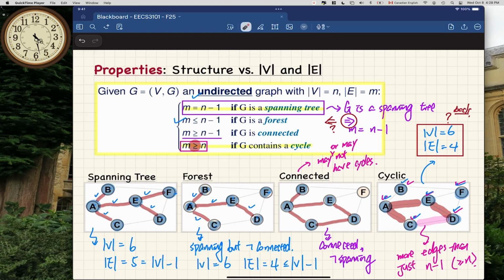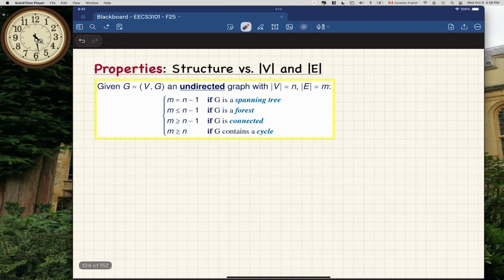But let's now take a look at this one here. If it's a spanning tree, then this must be the case. Let's see how we can prove it mathematically. Okay, good. Right, the way we're going to prove it is by mathematical induction. And let me just highlight that one there.